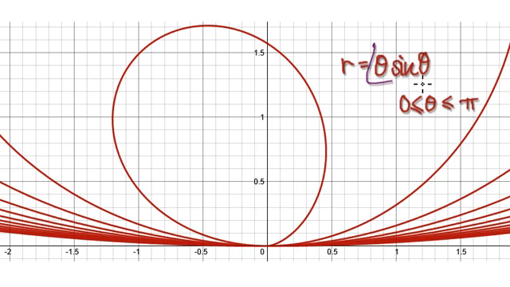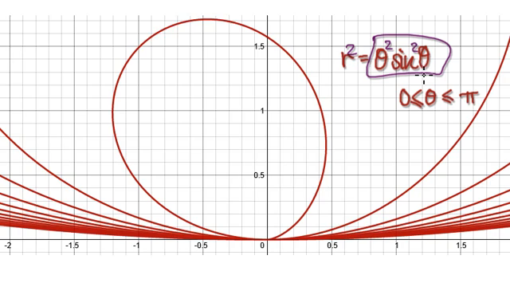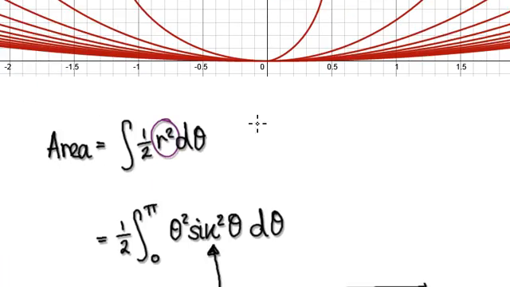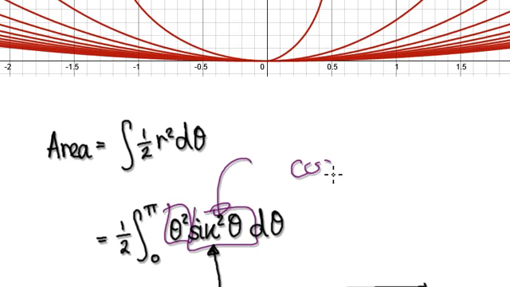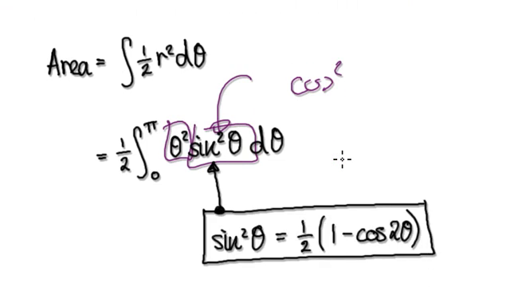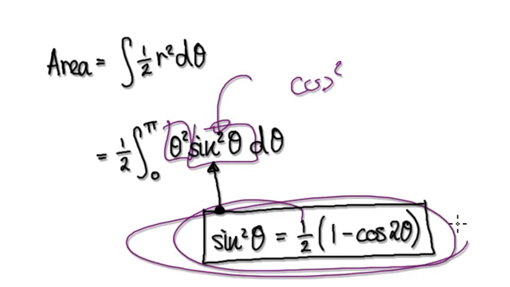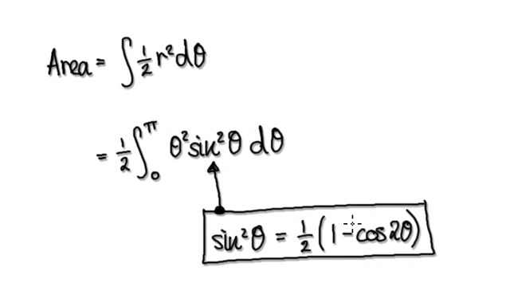So R is given by this. So R squared would be theta squared sine squared, and then this is a constant, so take it out. That will then give you this. So it's really just a matter of you integrating this. When you're trying to integrate, when you see sine squared or cos squared, think about the half angle formula. So here we are going to put this into here.